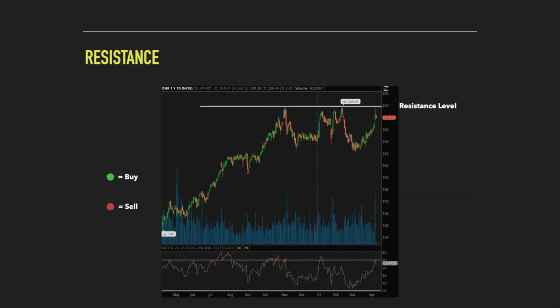So to show you a quick example of this in real life, we have the chart for DHR, and we can see that there are a few opportunities here to actually sell into this resistance level that is starting to form just below $250 per share.